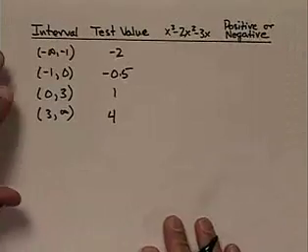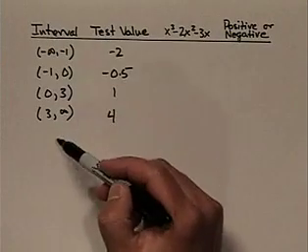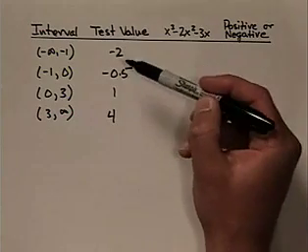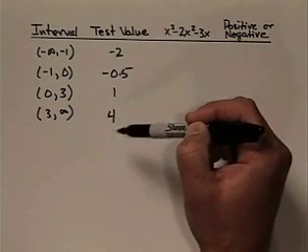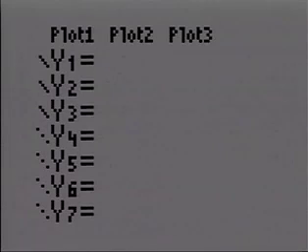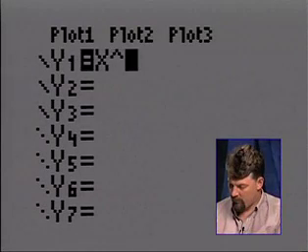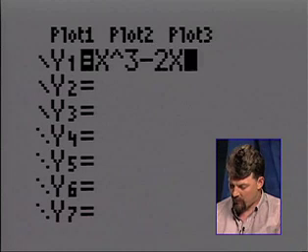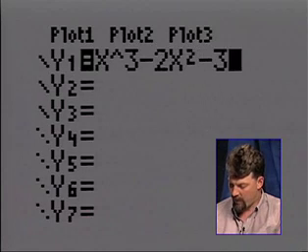So I've started a little table here, and I have the intervals I need to check here. And on each of these intervals, I've selected a test value that I'm going to check in the polynomial. And what we're really interested in here anyway is just the sign of the polynomial for those test values. And if I enter the function into my calculator, I can quickly test whether or not the polynomial is positive or negative. So I'm going to enter this polynomial into my calculator under y1. We have x cubed minus 2x squared minus 3x.